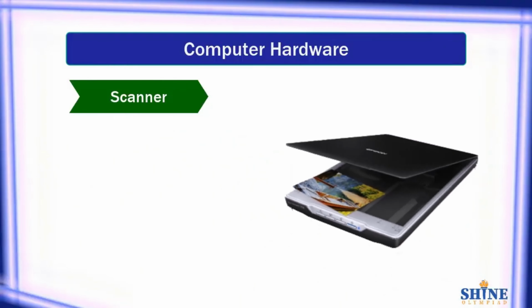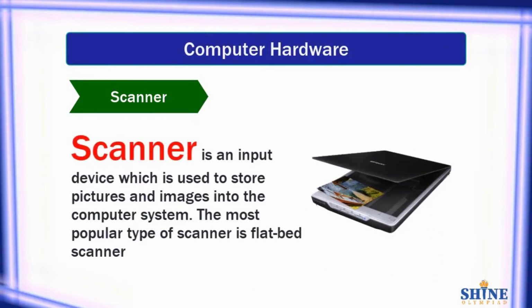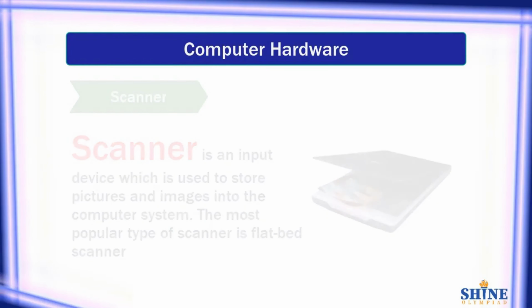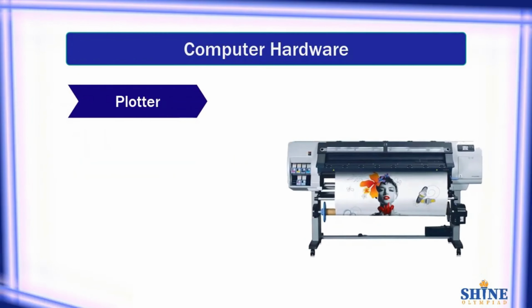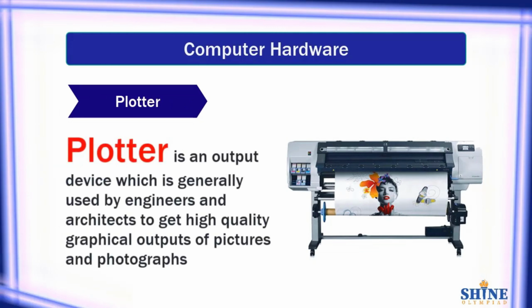Scanner. Scanner is an input device which is used to store pictures and images into the computer system. The most popular type of scanner is flatbed scanner. Plotter. Plotter is an output device which is generally used by engineers and architects to get high-quality graphical outputs of pictures and photographs.